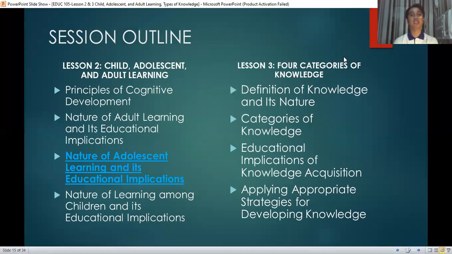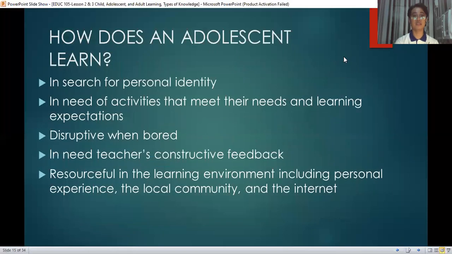Okay, let's move to the second one. That's the nature of the adolescent learning and its educational implications. First, how does an adolescent learn? How does an adolescent learn? Okay, remember this one that when they learn, they are in search for, at this stage, okay, these are adolescent people, they are in search for personal identity. Ayan, dito yung mga stage na nagkakaroon ng exploration, identity crisis, okay?